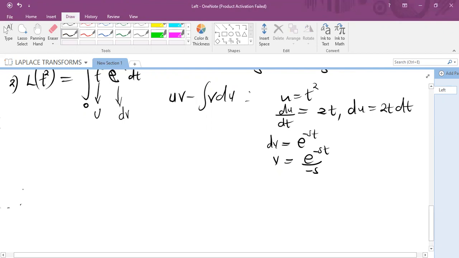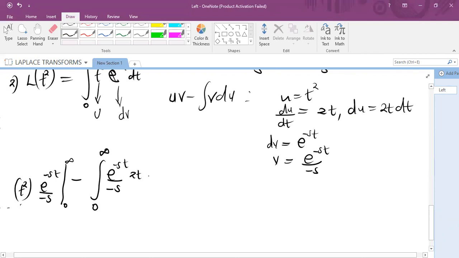Our u is equal to t squared, multiplied by our v, which is exponential minus st over minus s, integral from 0 to infinity, minus integral from 0 to infinity of v. What is our v? Our v is exponential minus st over minus s, multiplied by du, and our du is 2t dt.